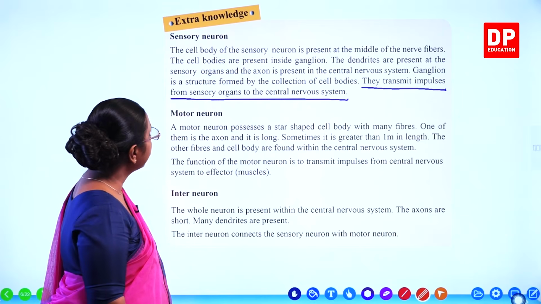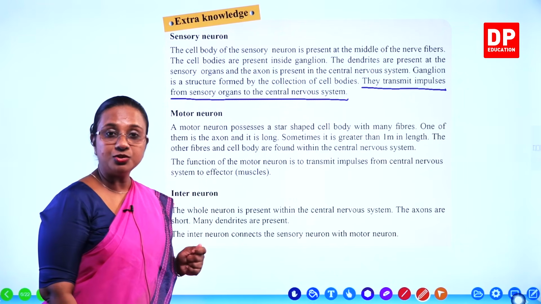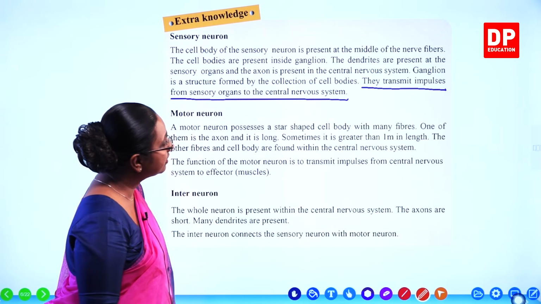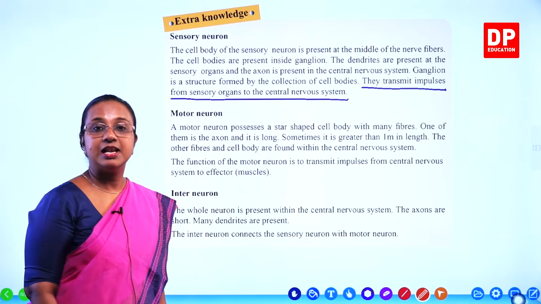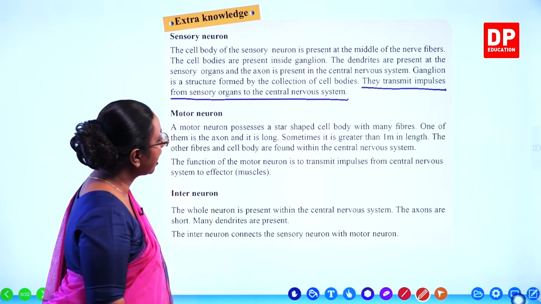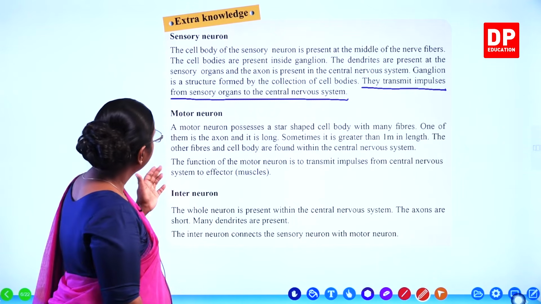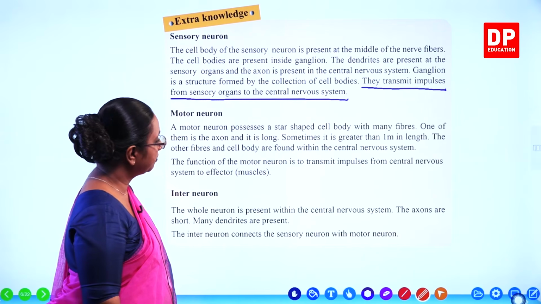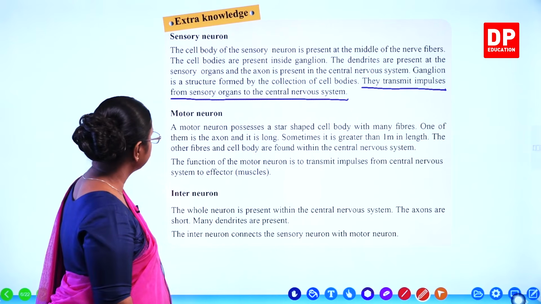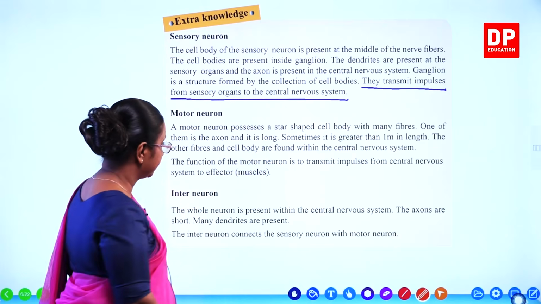One of them is the axon and it is long. You were able to observe that as well. Sometimes it is greater than 1 meter in length. The other fibers and cell body are found within the central nervous system. The function of the motor neuron is to transmit impulses from central nervous system to effector, that is the muscles.